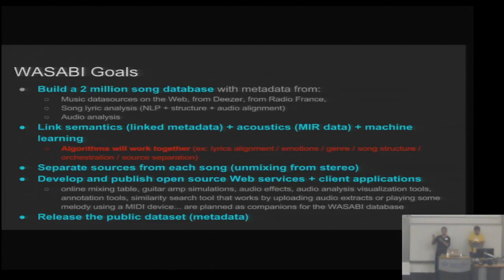Like, if we separate the sources from a Rolling Stones song, we know who is playing on that song. We know the band, it's two guitarists, a drummer, a singer. We can also do some machine learning by giving some extracts of Keith Richards playing the guitar so that the machine can learn his sound and so on. Also, analyzing lyrics is not easy. We found some crazy lyrics, and even a human cannot understand what they are talking about.